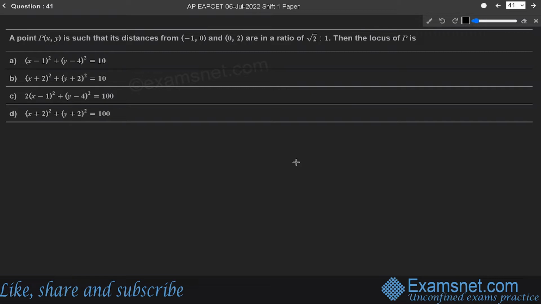Here is a question. A point P(x, y) is such that its distances from (-1, 0) and (0, 2) are in the ratio of √2:1. Then the locus of P is.